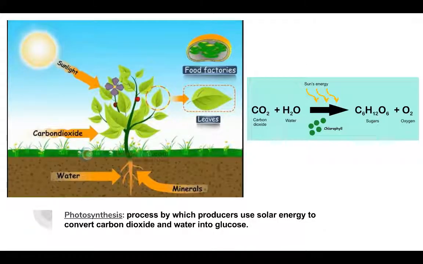And make sure we know this equation of photosynthesis. So there's our carbon dioxide, there's our water, signifying the sun's energy used by the chlorophyll, which will create that sugar and then also release oxygen in the process.